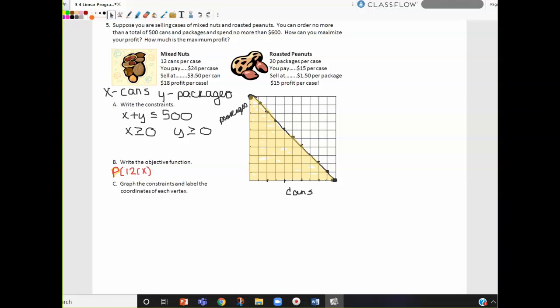So my x kind of has to take into account that idea of 12, right? So when I think about these in terms of cases, then I have to take into account where that 12 is really going to fall into play. So it's 12x and then it's 20y in terms of my profits to get me to my number of cases or packages per case. So if I pay $15 per case and there are 20 packages in a case, I have to take that into account when I look at my vertices. So my vertices are at 0, 0, 0, 500, and 500, 0.